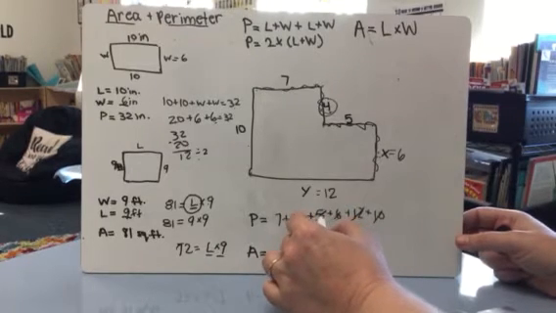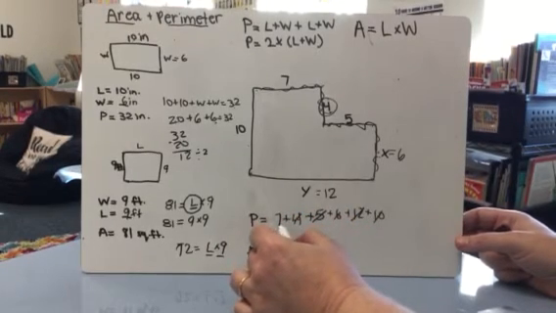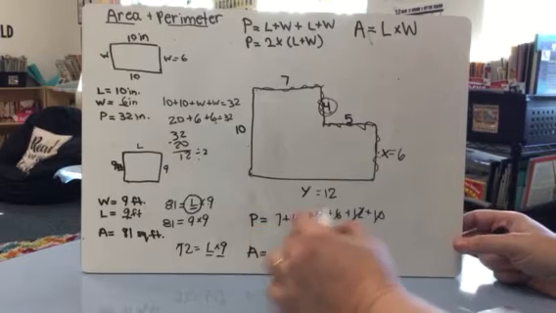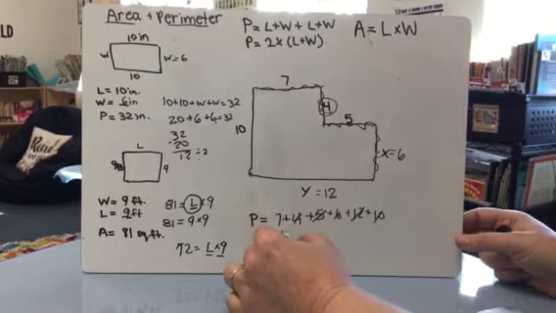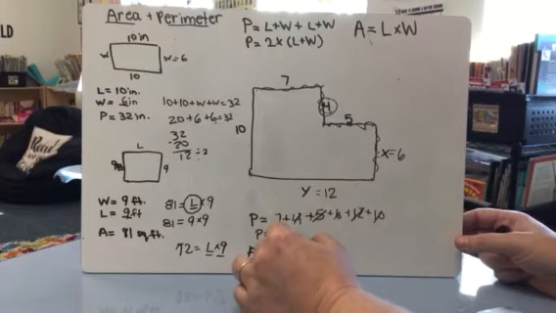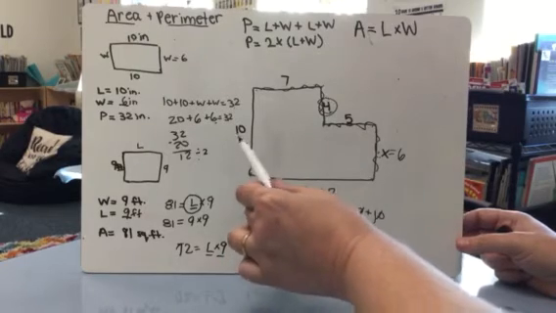Plus 5 more is 37. Plus 7 would be 44. So my perimeter should be 44 units. This one didn't have feet or inches. And I'm going to just double check that real quick.